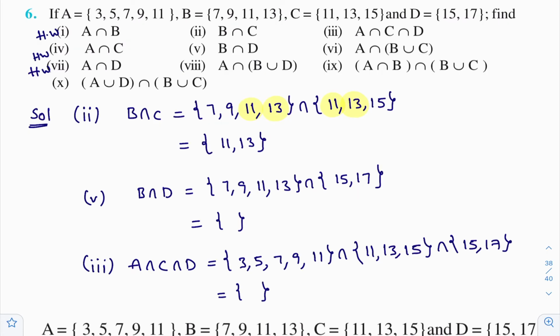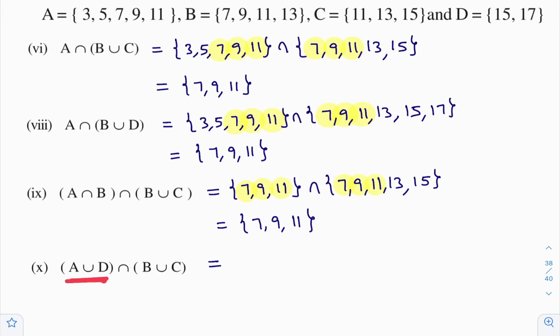Now you see the 10th bit of this problem. We'll calculate this one. First, what is there in brackets, I'll calculate that first: A union D. Next I'll calculate B union C. Later I'll do intersection for these two sets. A union D, you can write directly. First you write all the elements of set A: 3, 5, 7, 9, 11. Now you write all the elements of set D: 15, 17. Are 15, 17 listed here? No. So you write those 15, 17.